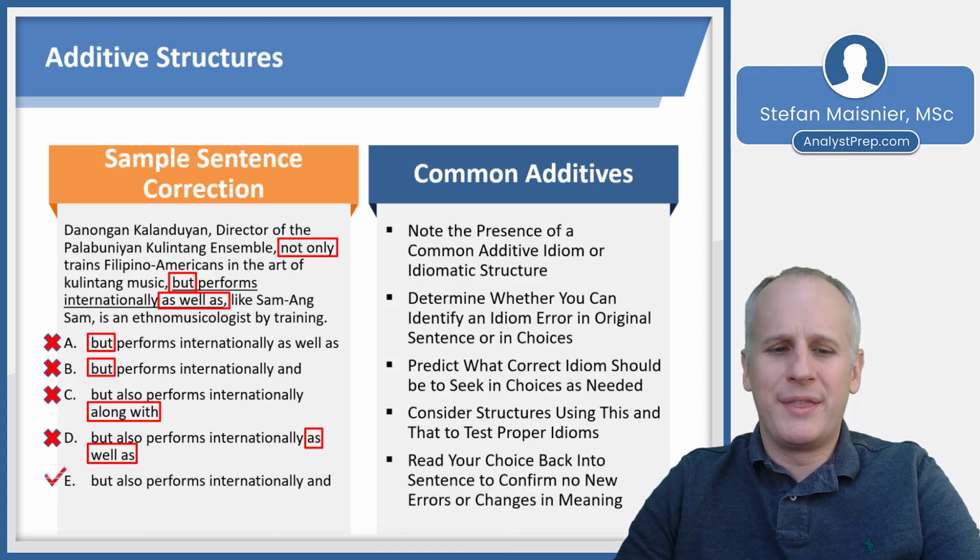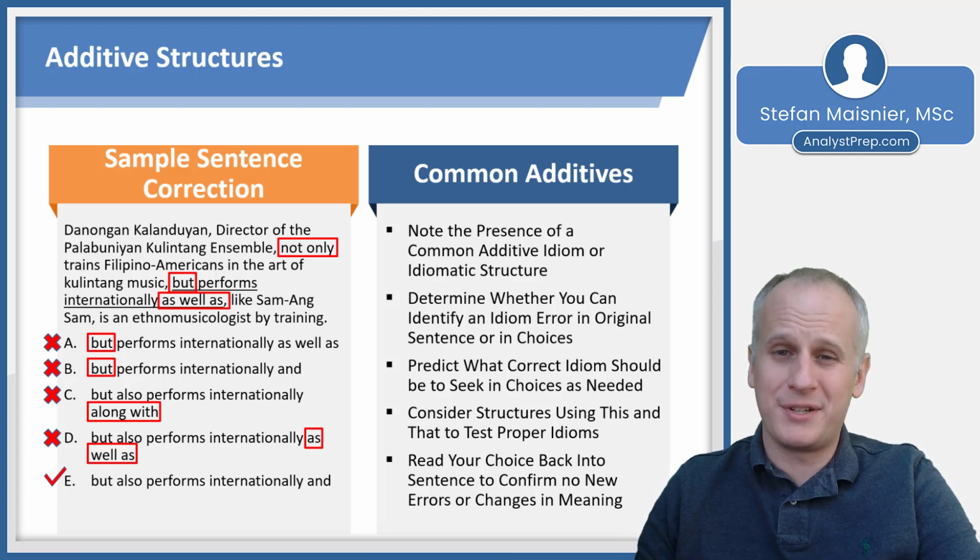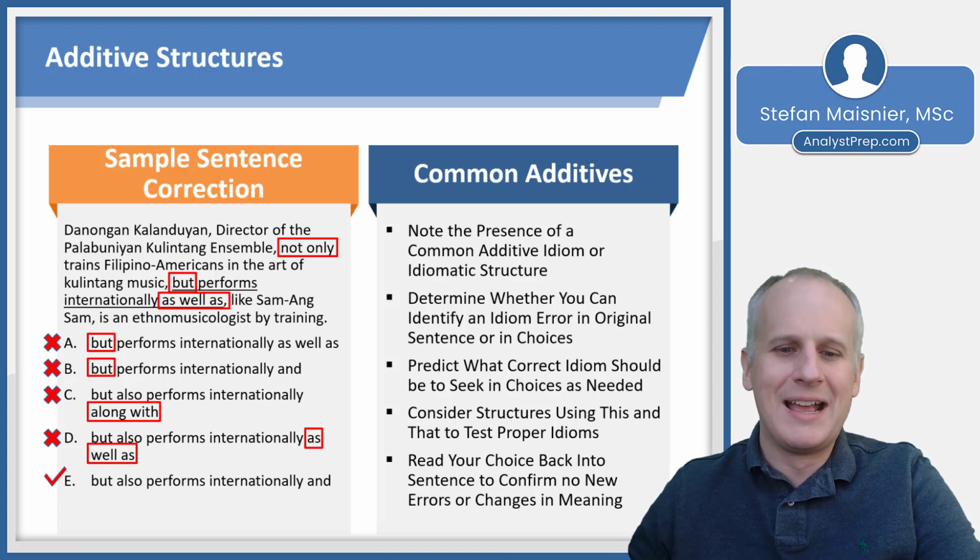But we then, of course, want to read our choice back into the sentence to confirm no new errors or changes in meaning. And so we'll try to pronounce things here to close out the exercise. But again, you don't necessarily have to on the exam. So Danangang Kalanduyan, director of the Palabunian Kulintang Ensemble, not only trains Filipino Americans in the art of Kulintang music, but also performs internationally like Samang Sam. So now he performs internationally like this other person does.